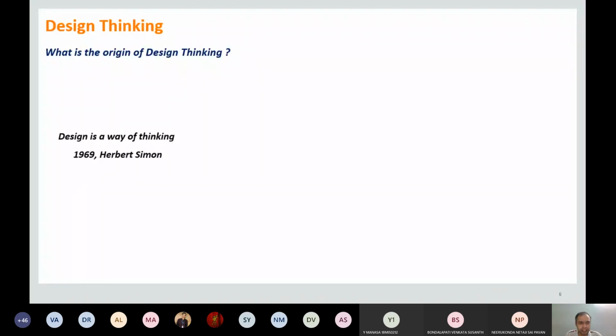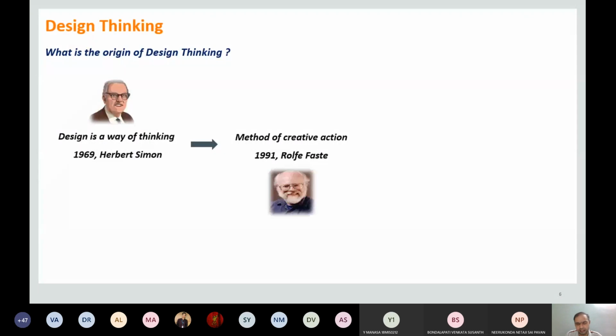Design thinking was first proposed by Herbert Simon in 1969. Later, the method of creative action was proposed by Rolf Faste. Then we have IDEO, the commercial application of design thinking. These are the books which were written by these authors. And in 1991 came the book by David Kelley.